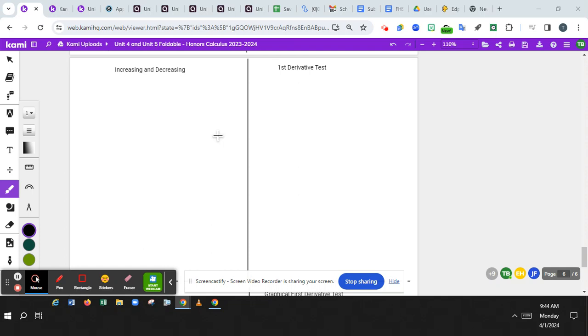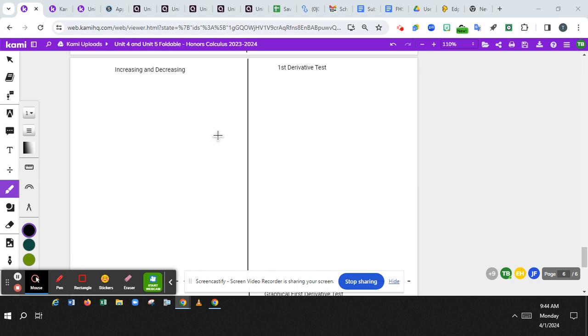Hi, everyone. So today we're going to talk a little bit about the increasing and decreasing in first derivative test, which is the 5.2 graphical applications, increasing and decreasing first derivative test tab. And currently we are above the fold and it is split in half.